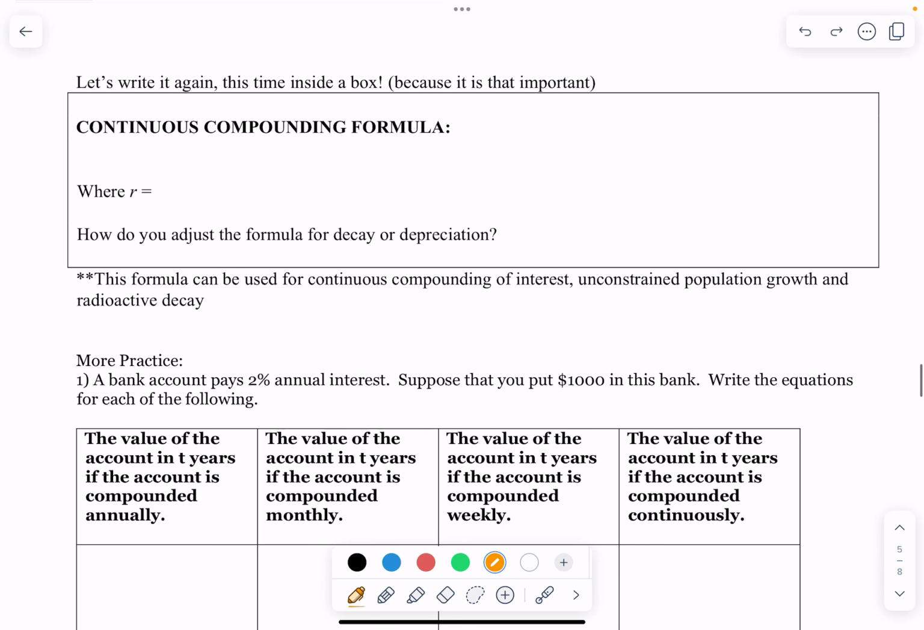Let's go down, let's talk about it a little bit more here. Okay, so if we wrote it again, our total amount at the end is going to be equal to P times E to the RT power. We know that R is our interest rate in this case, okay? And one thing that I'll say is that we can see continuous compounding come up in a few cases.